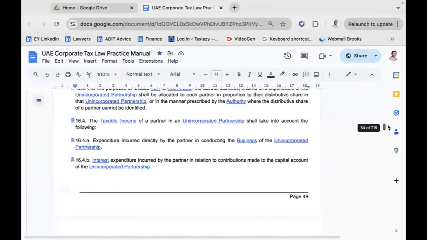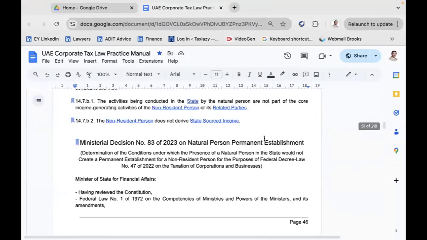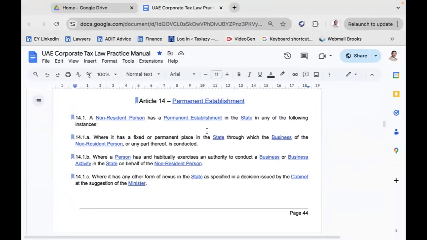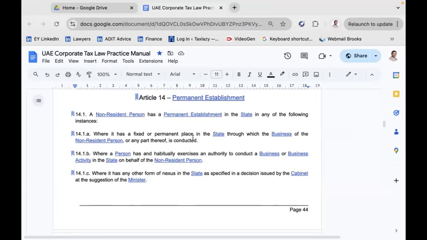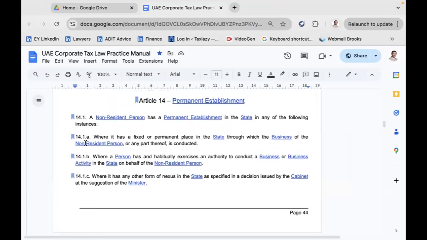Quickly have a look at Article 14. So it's quite a sizable article, let's put it that way. Yeah, there it is. So you can see, initially, Article 14 on permanent establishment, the law talks about what would be a permanent establishment. So there's the first clause of Article 14.